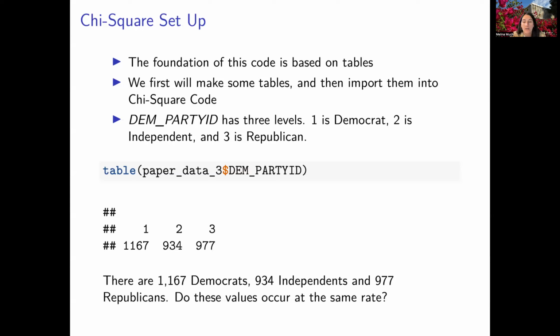And remember, if you look at the code book for this particular example, we see that the 1, 2, and 3 are the labels that are assigned to Democrats, independents, and Republicans. So 1, 2, and 3 denote the label for that party.